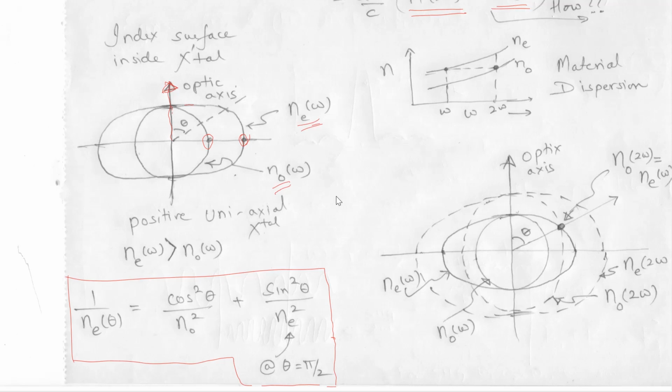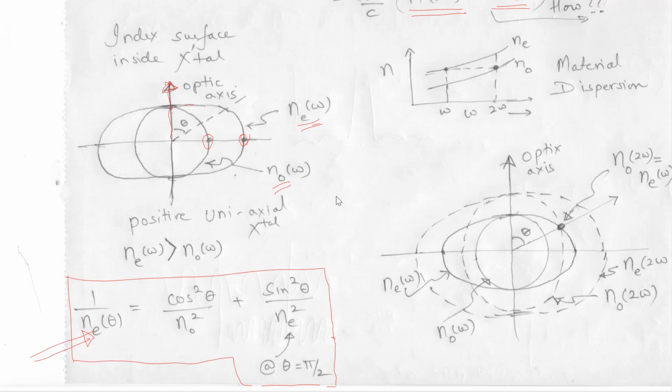That is, my extraordinary refractive index with respect to theta is cosine square theta by NO square plus sine square theta by NE square. Remember, this value of NE is simply the maximum value it takes at theta equal to pi by 2. So as I change my theta, I would basically get this index surface.